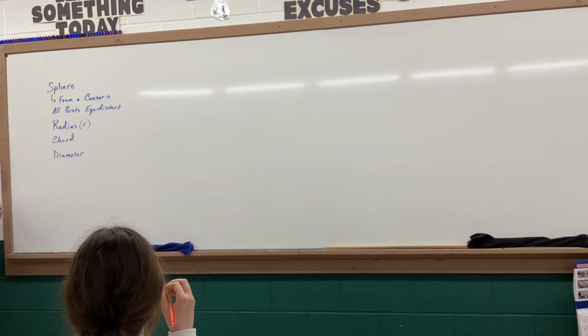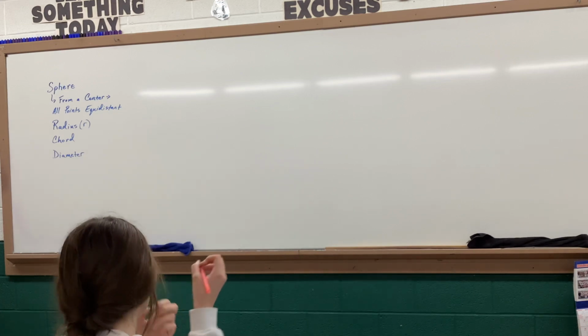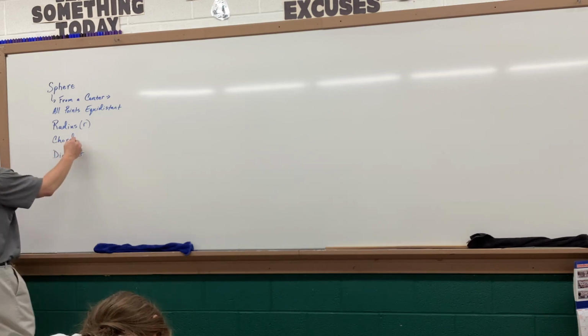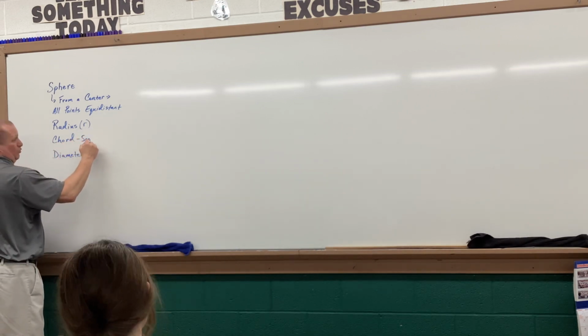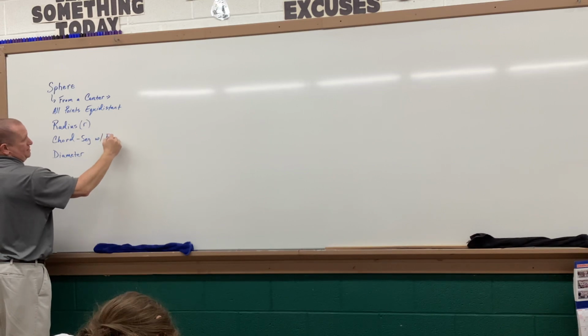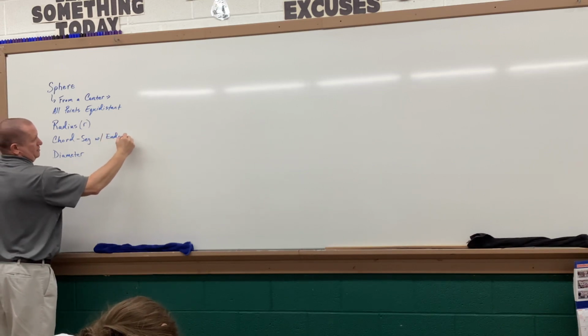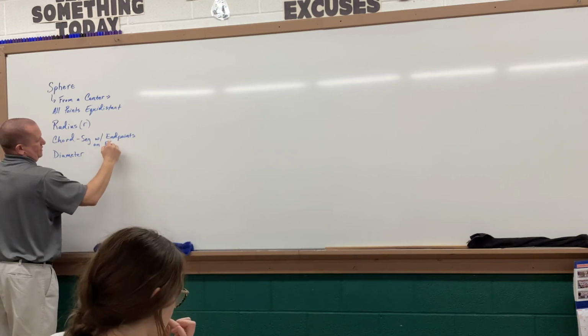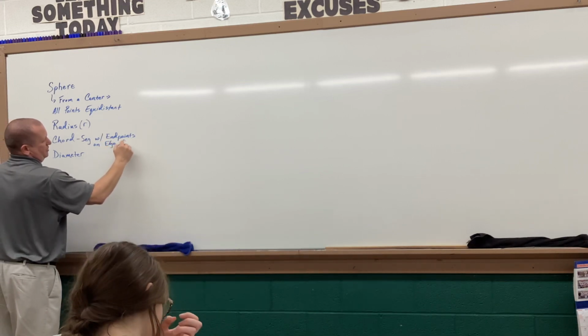A chord is simply what? A line that doesn't go through the center. It hits the circle at one point. No, two points. So a chord is a segment with the endpoints where? On the edge of the circle. Right, on the edge. So in this case, the edge of our sphere.